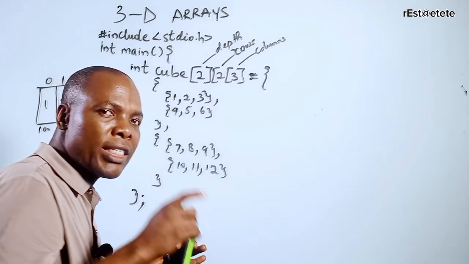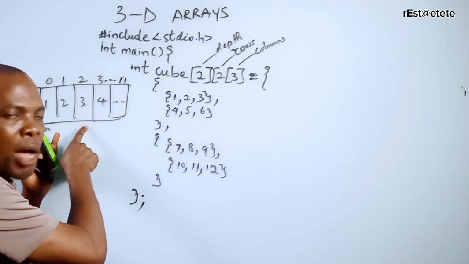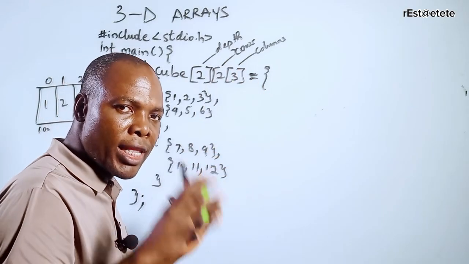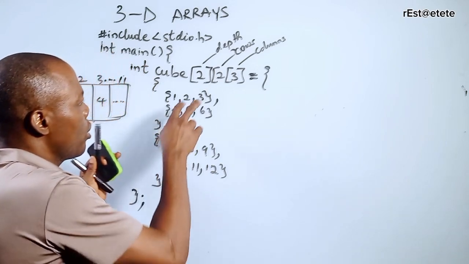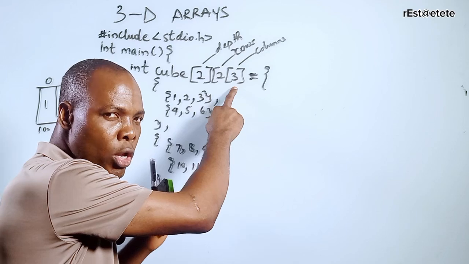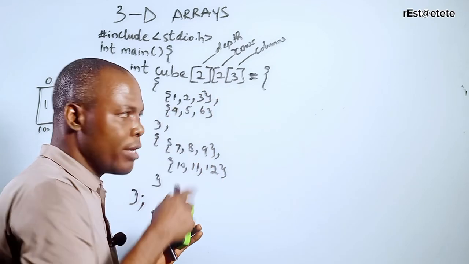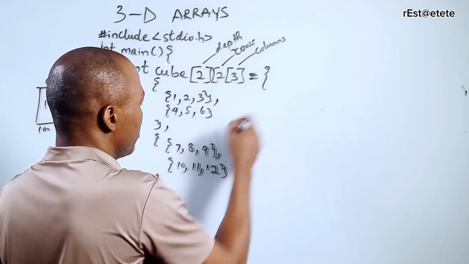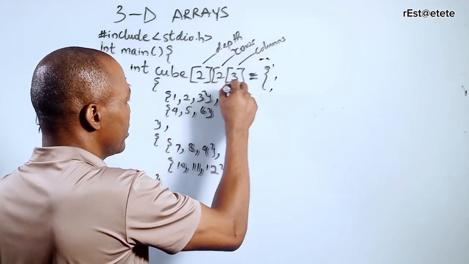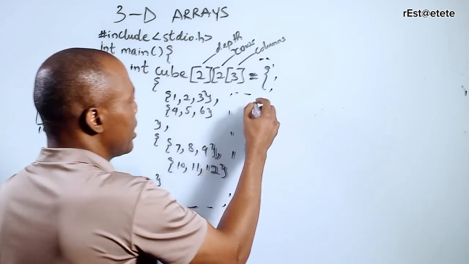What I want to do now is how to access the memory and pull out these values and project them on the screen. So we are going to use nested for loops. Because we have depth, rows, and columns, we are going to declare 3 variables. Now, this is my declaration and initialization. Now, this is my for loop.